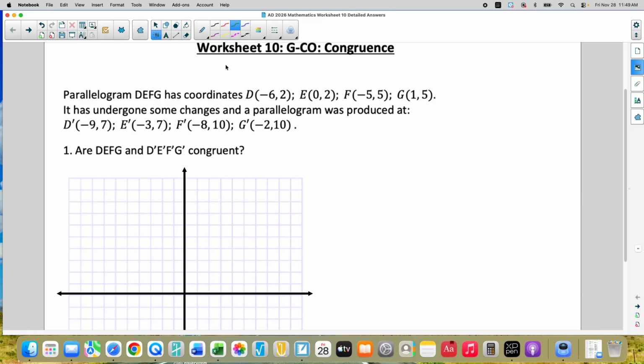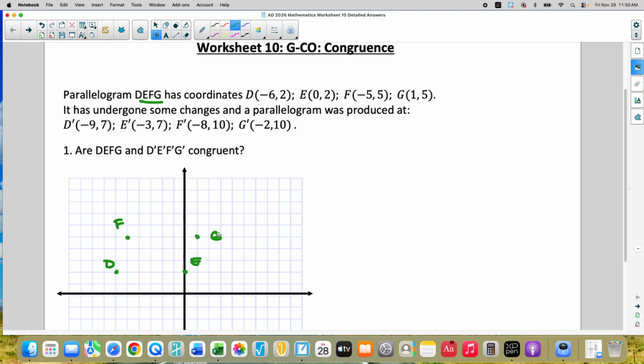So let's make this in green. So we'll do parallelogram DEFG, negative 6, 1, 2, 3, 4, 5, 6, 2 is going to be D. We have E, which is 0, 2. We have F, which is negative 5, 5, 1, 2, 3, 4, 5. That's F. And G is 1, 5.